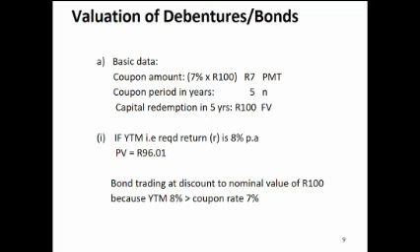If we enter this into a financial calculator using a yield to maturity of 8%, we will get a present value of 96 Rand and 1 cent. So this present value represents the value of one bond. So when the yield to maturity is 8%, our present value is going to be 96 Rand and 1 cent.